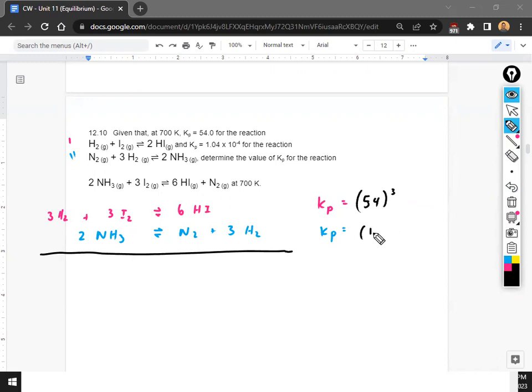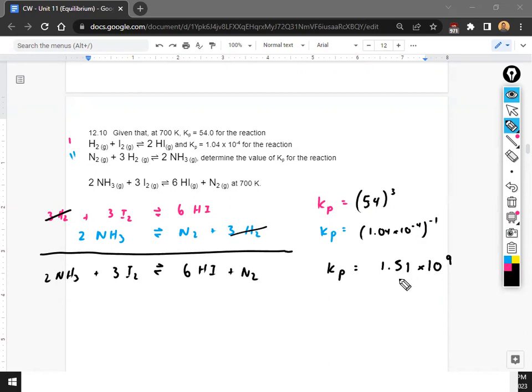Okay, and then 1.04 times 10 to the negative 4, and that's going to be negative 1. Okay, so far so good. Okay, now let's just make sure that everything lines up. We're going to be canceling out the H2s, so the H2s will cancel out, and that's going to give us NH3 on the bottom. It's going to give us I2 as well. We're going to get 6 HI, and then we're going to have N2, and then we're going to multiply the equilibrium constants, not add, like I said. And then you should get 1.1 times 10 to the positive 9, my fault. Okay, something around there.